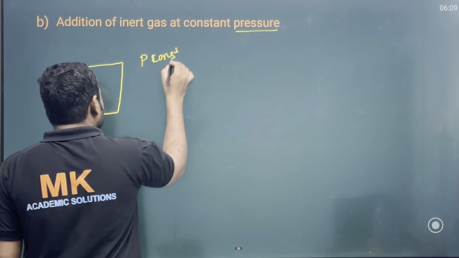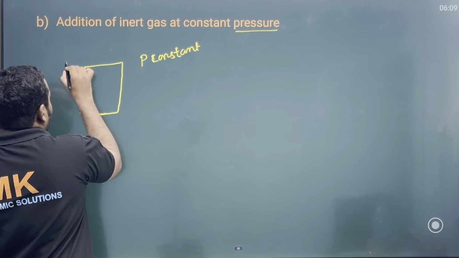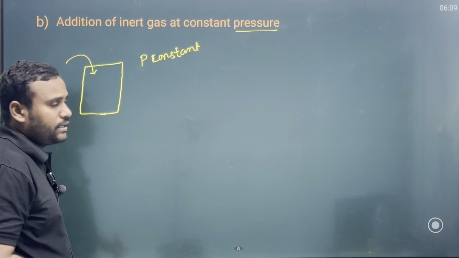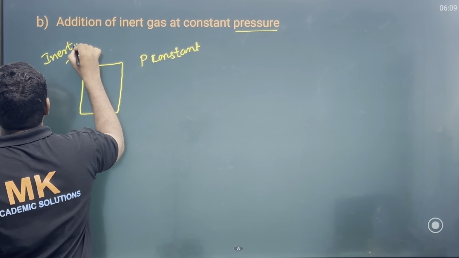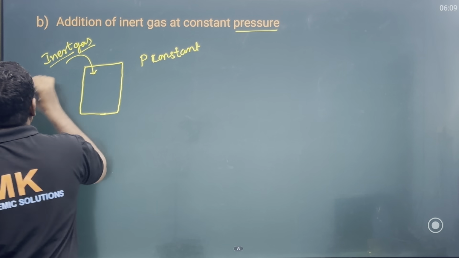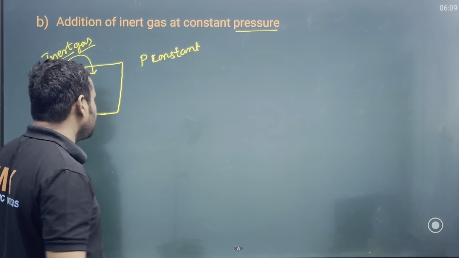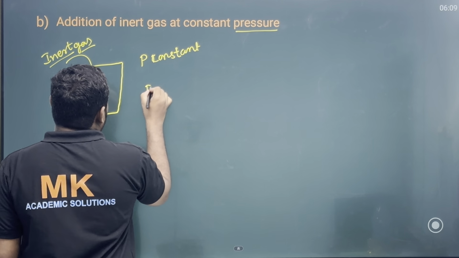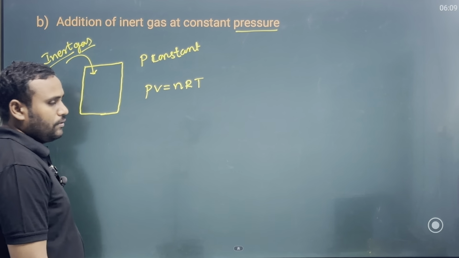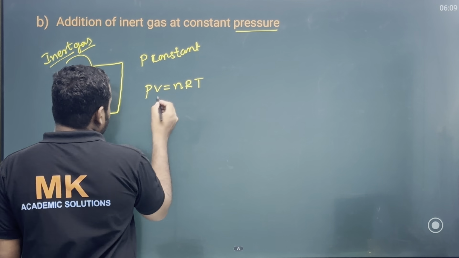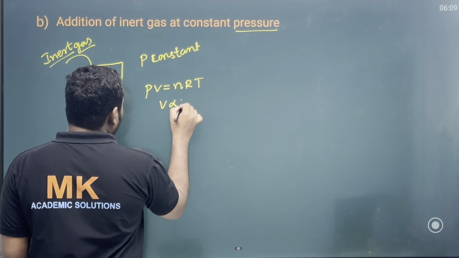Okay, so what is constant here? Pressure is constant, but we are going to add the inert gas. So what will happen here when we add the inert gas? Volume is going to be increased. Here we know the formula PV = nRT. Now here pressure is constant, R is constant, T is also constant, so V is directly proportional to n.